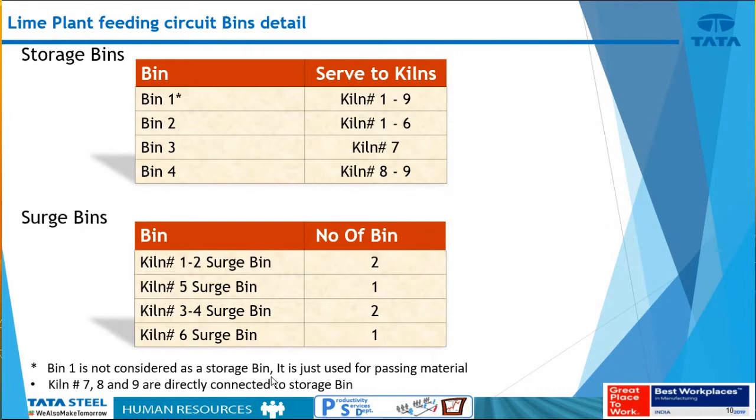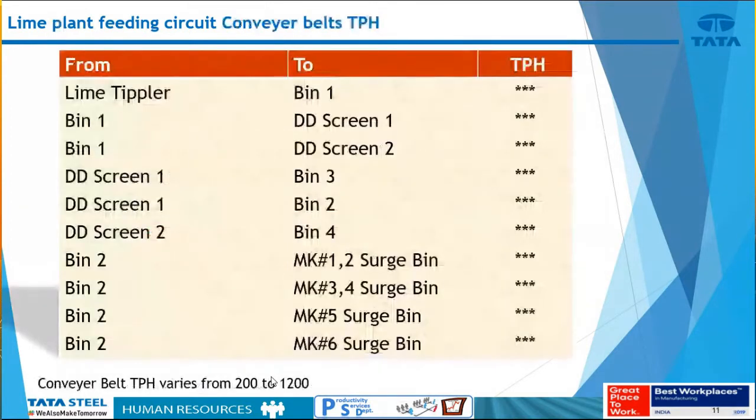There are surge bins near the kilns, and there are a total of 6 surge bins: 2 near the 1 and 2 kilns, 1 near the 5 number kiln, 2 near the 3 and 4 number kilns, and 1 near the 6 number kiln. Kiln number 7, 8, and 9 are directly connected to the storage bin. So we can see there is a variety of processes in the circuit.